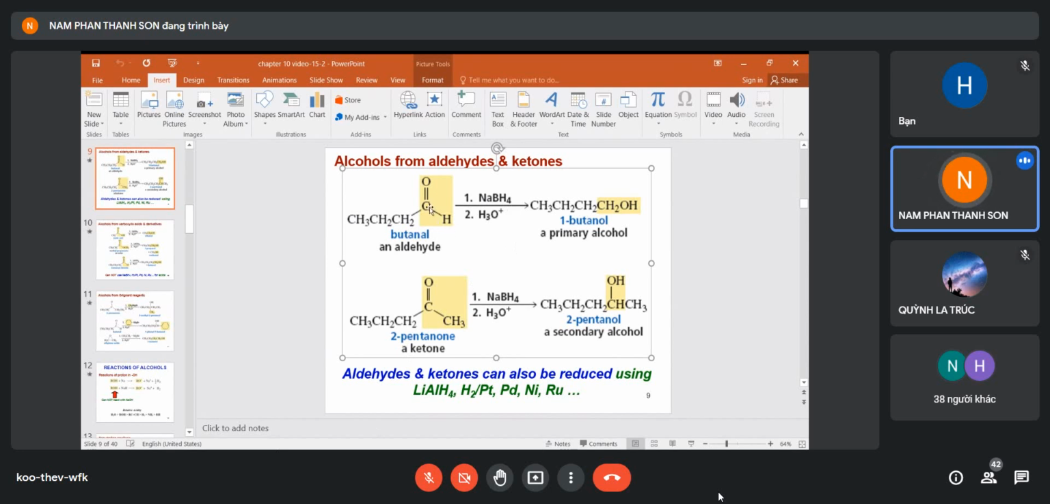Okay, we have to look at the C=O. In C=O, the oxygen is electron withdrawing, so this carbon becomes partially positive, a little bit positive. So the negative hydrogen we add to this C=O, and then we have a nucleophilic addition reaction. So eventually we have alcohol. Same for ketone.